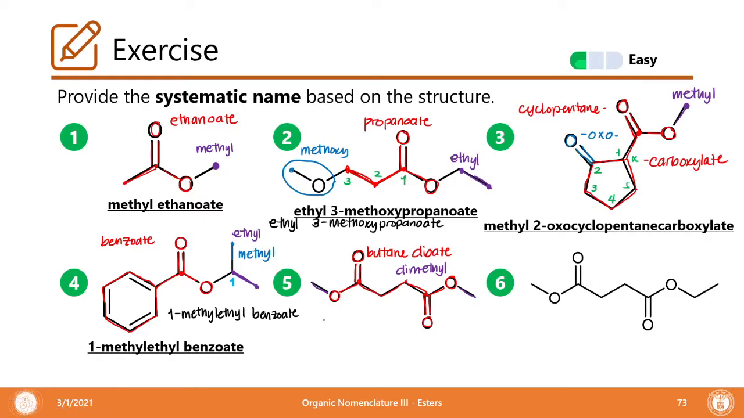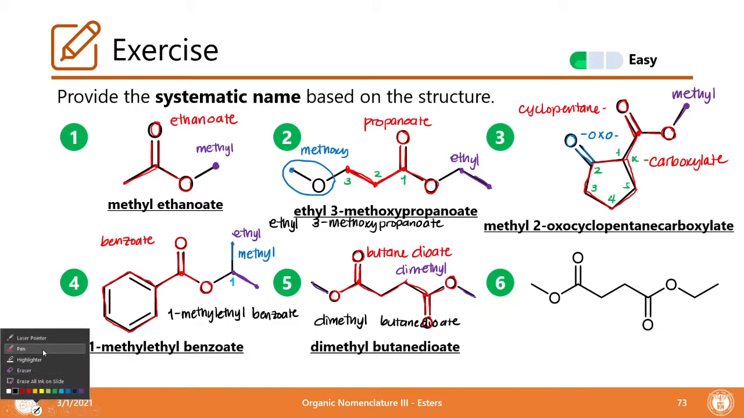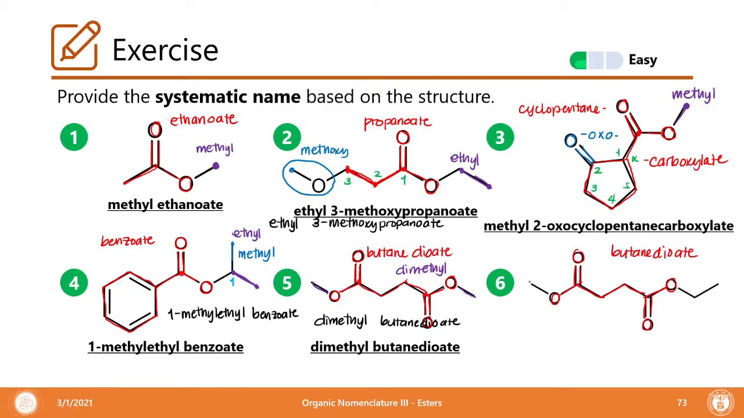Okay, so when you write it, dimethyl butane dioate. So here we go, dimethyl butane dioate. Okay, so here, number 6, we have almost the same butane dioate molecule. We have a 4-carbon dioate. So here, the only difference is that we have an asymmetric ester. Okay, we have an asymmetric ester with our ether groups different from each other.